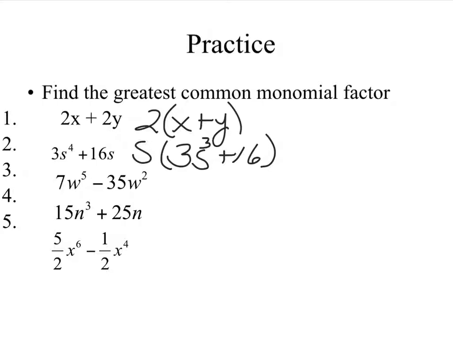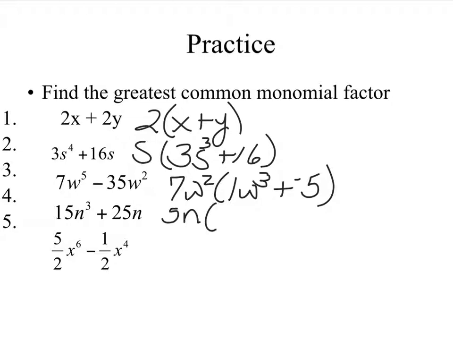Number 3, we're going to pull out a 7, and we're going to pull out 2 w's. That's going to leave me 1w cubed plus negative 5. Between 15 and 25, my common factor is 5. There is one n in common. That leaves me 3n squared plus 5.